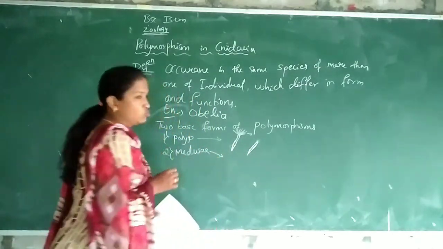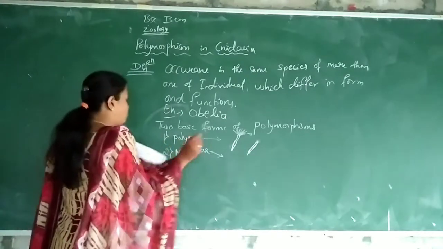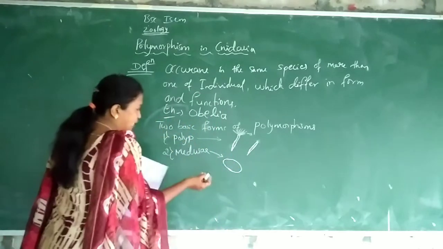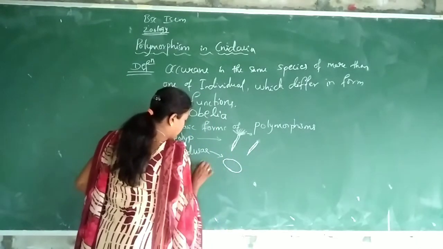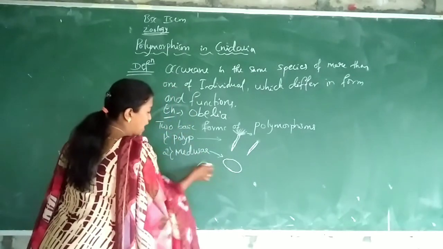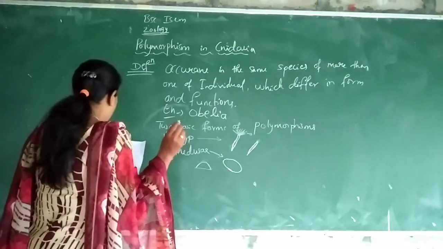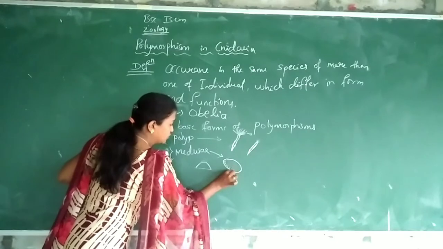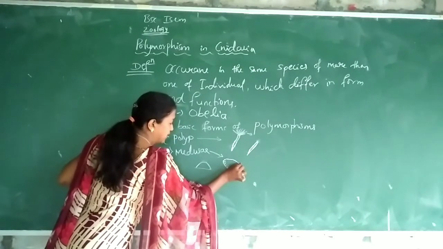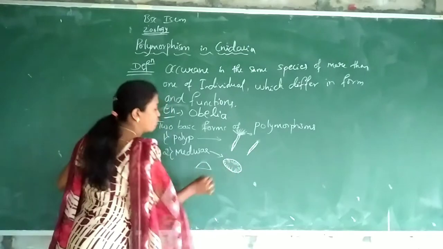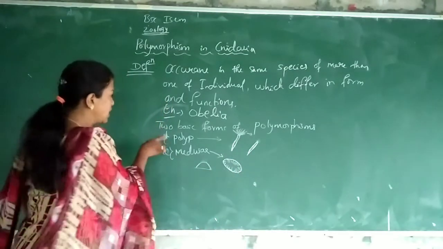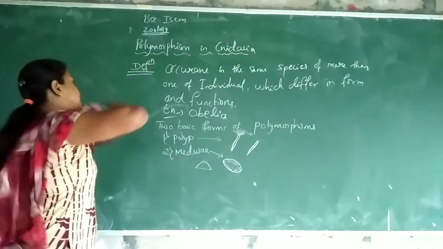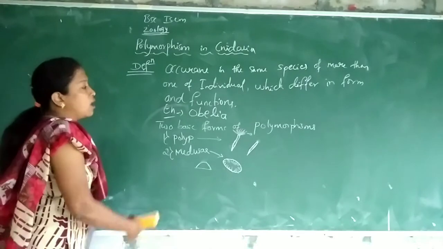And the other one is medusae. Medusae is a bowl structure or umbrella shape. You already know the umbrella shape. It may be bowl shape or umbrella shape, and the marginal tentacles, the margin meaning the edge of the bowl or umbrella, have tentacles formed in the medusa. These are the two basic forms of polymorphism: polyp and medusae. So this is the definition, and these are the two forms in polymorphism.